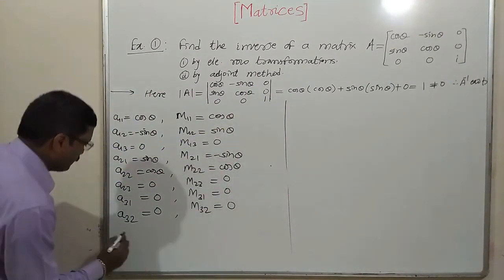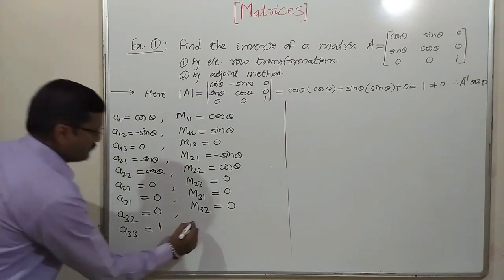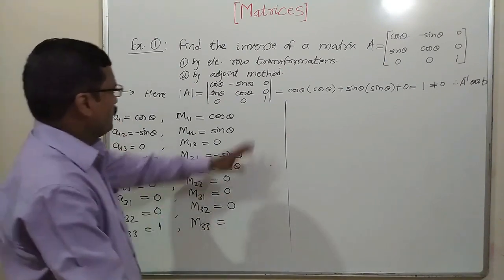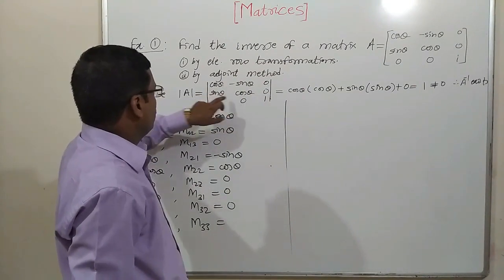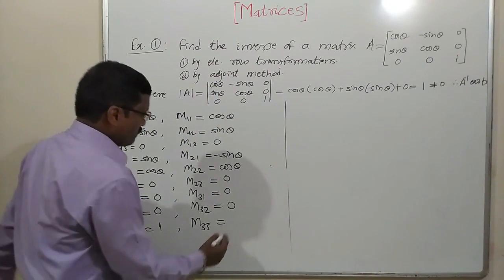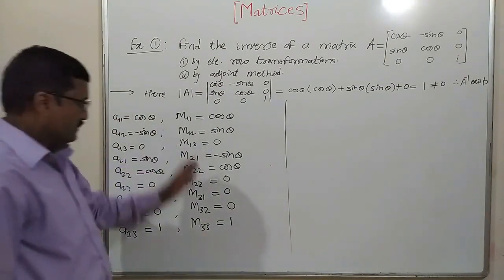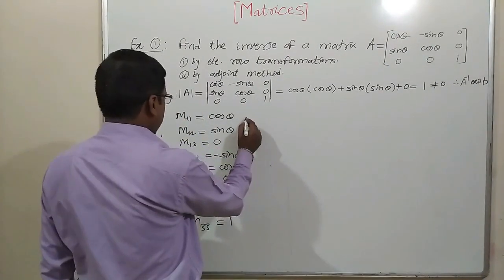Last element is 1, that is A33. Its corresponding minor M33 is equal to, cancelling this column and row, remains here cos square plus sin square, so cos square plus sin square equal to 1. So these are elements and their corresponding minors. Let us see the corresponding cofactors.